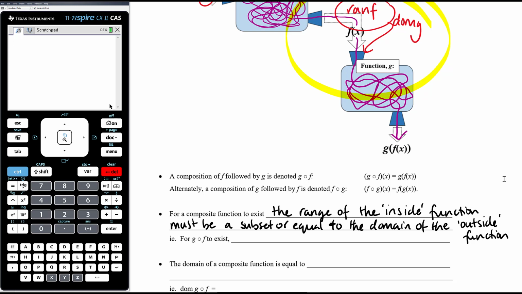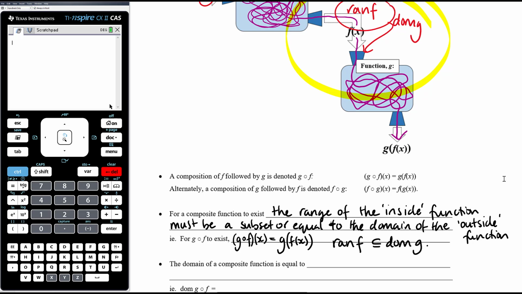So for GOF to exist, remember GOF of x is g of f of x. So f of x is the inside function. We need the range of f to be a subset or equal to the domain of g. And if it's not, then the composition can't occur. Or we need to restrict the original domain of f so that the range of f isn't so large, so that it instead will become a subset or equal to the domain of g.